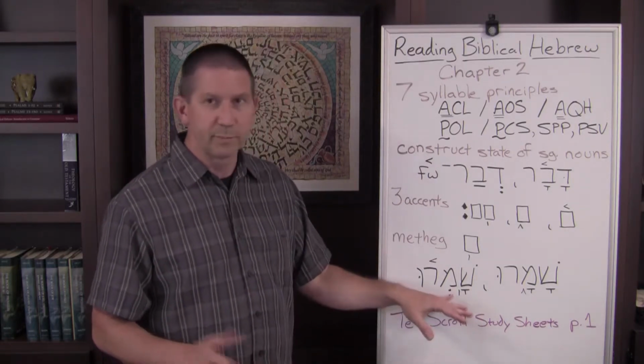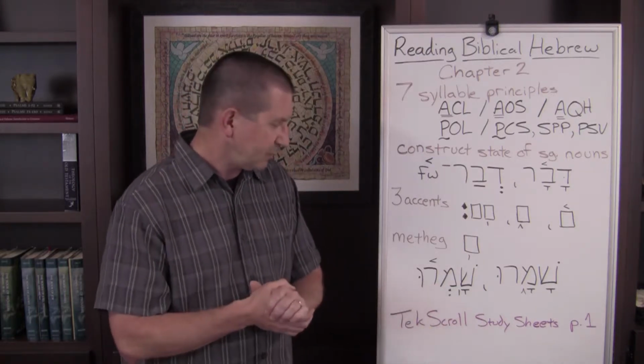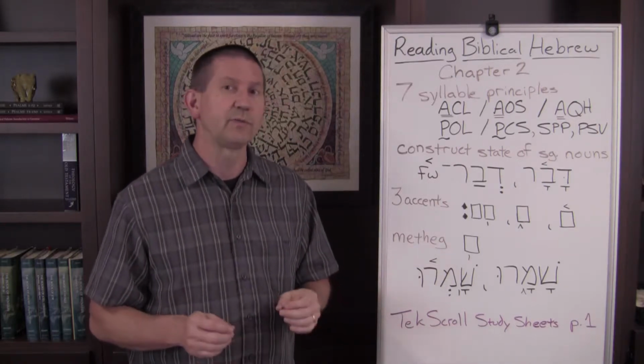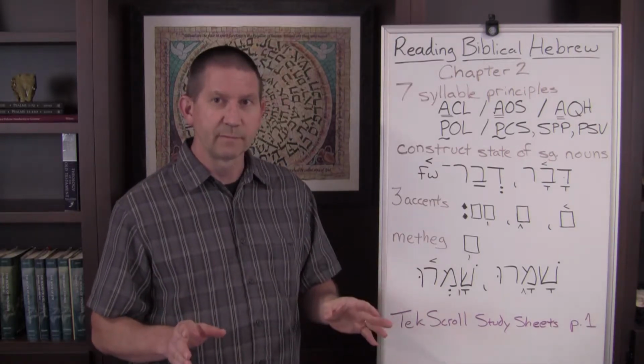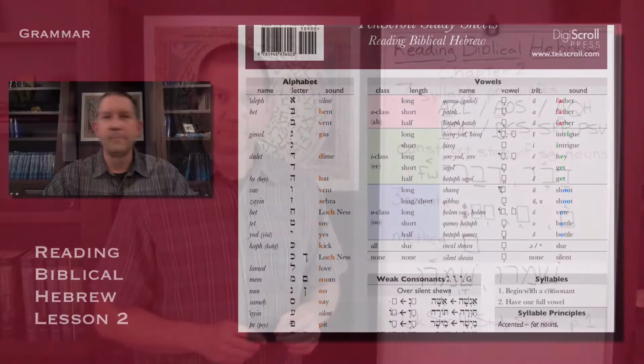But this is one of the main jobs that a metheg does, tells you that you have an open syllable there. So all the details are in the textbook. They're summarized nicely on page 1 of your Text Scroll study sheets. And now we'll take a closer look at the 7 syllable principles.